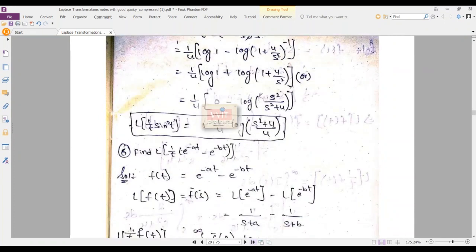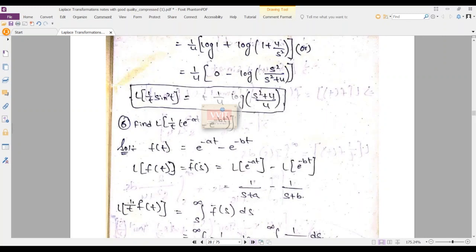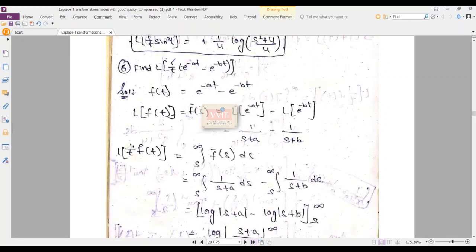Here, under root is taken away, and later it is multiplied by 1 by 4. Depending on your convenience, you can go. And 1 by t times e power minus at minus e power minus bt. Don't write this as hyperbolic functions, because this a is different and this b is different. Suppose if both are a or both are b, then you can write. Here some people may commit mistakes, so do remember, this is a, this is b. So find this separately and find this separately.